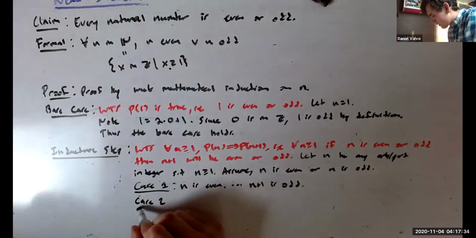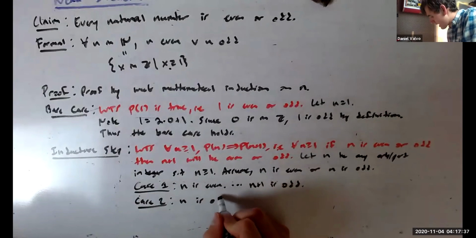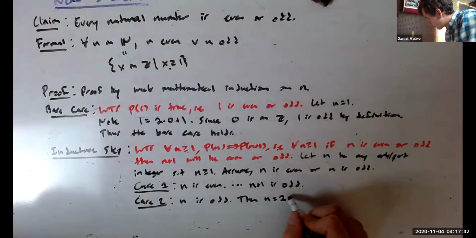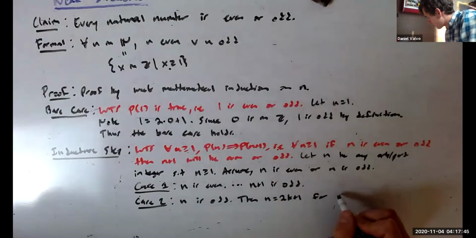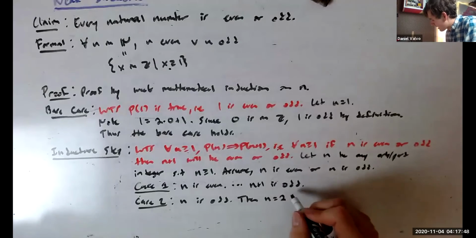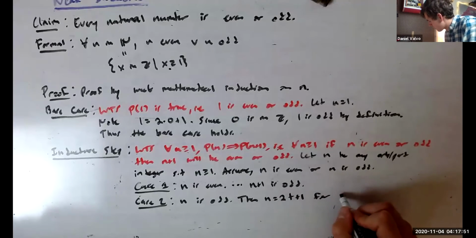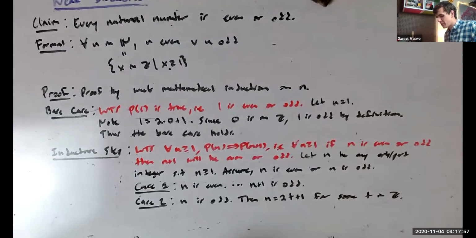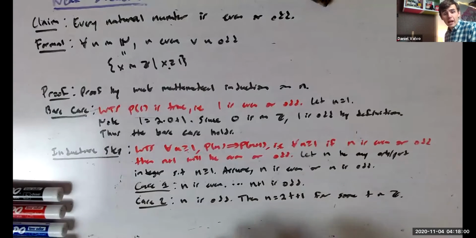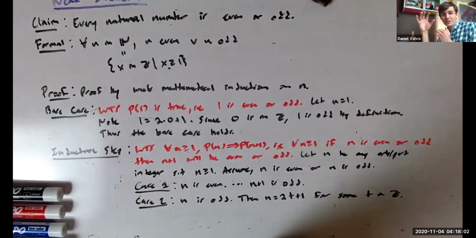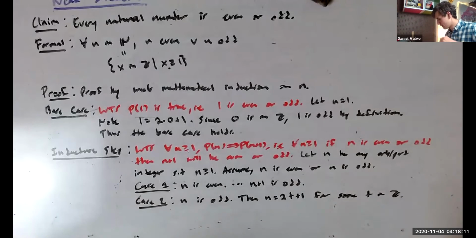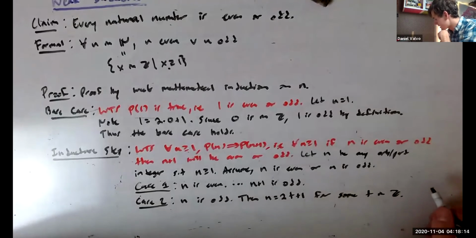Case 2. n is odd. If n is odd, then n equals 2k plus 1. And actually, I'll say 2t plus 1 for some t in Z. The reason I'm doing that is because I used k above. Technically, it's okay. It's like in computer science, if you have two different methods, you can use the same local variable twice. That's fine. Very similar concept here, but just to avoid confusion, I'll make them different. If n is odd, then n equals 2t plus 1 for some t in Z.